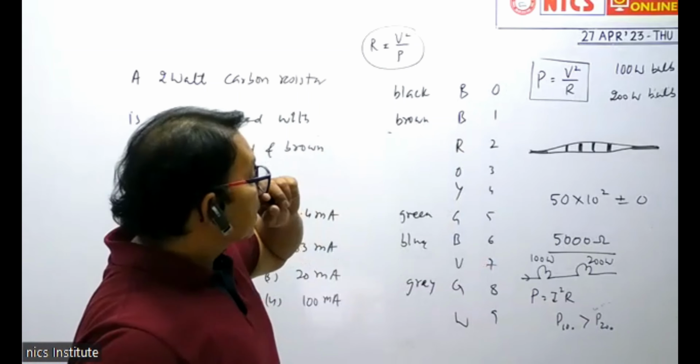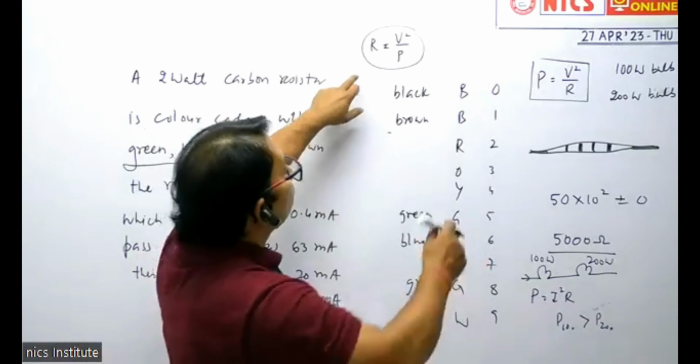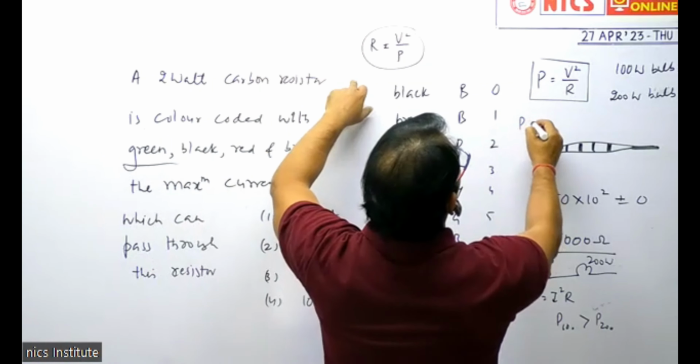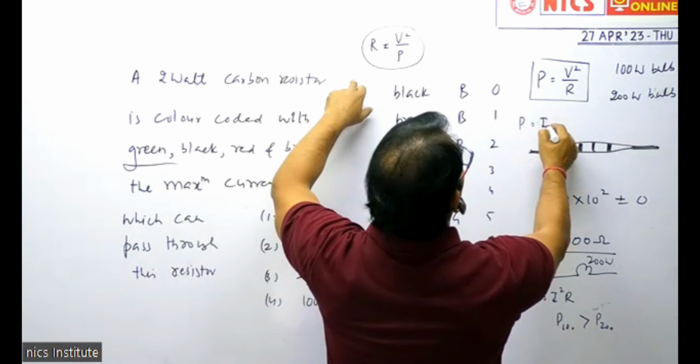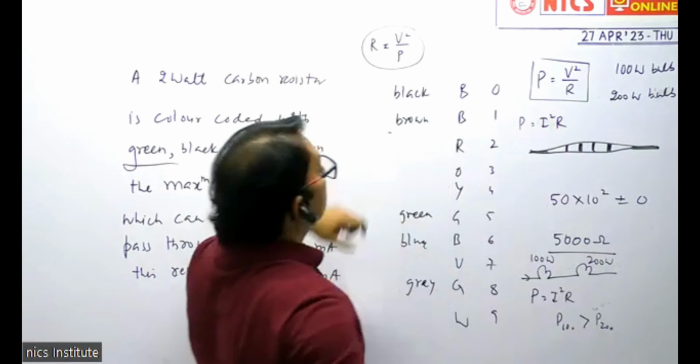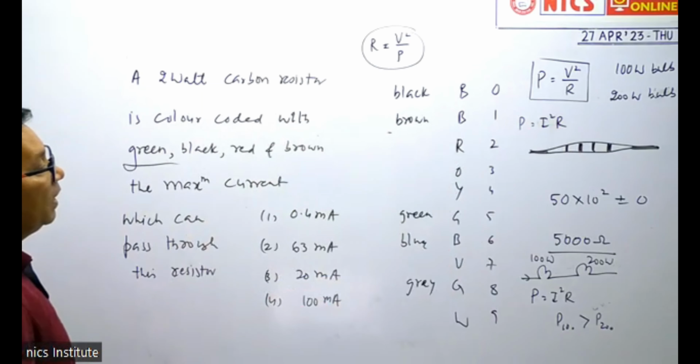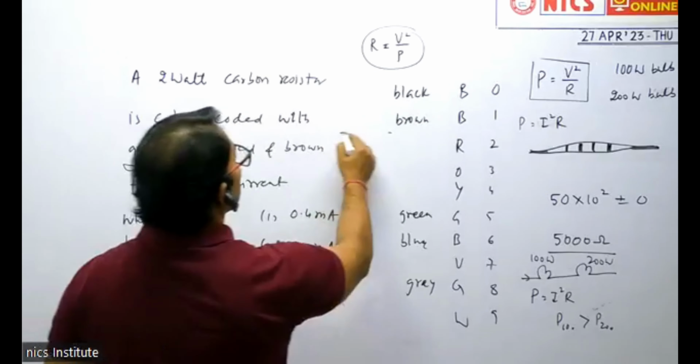But here we are asking for the maximum current. So you can also use this formula, P is equal to VI, or you can use I squared R. You have P, you have R, so you can find the maximum current. See what the answer is.